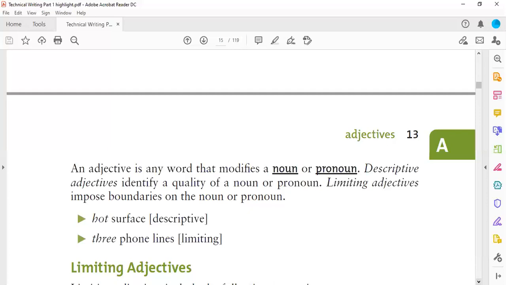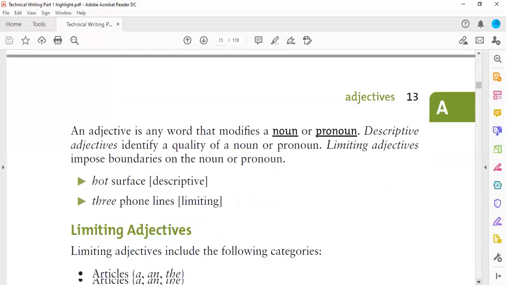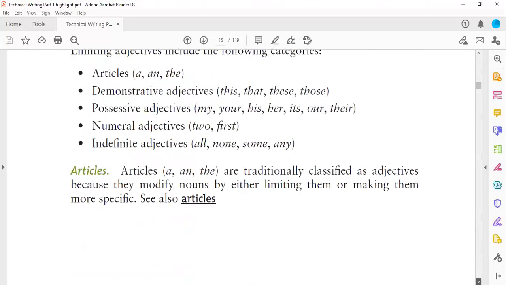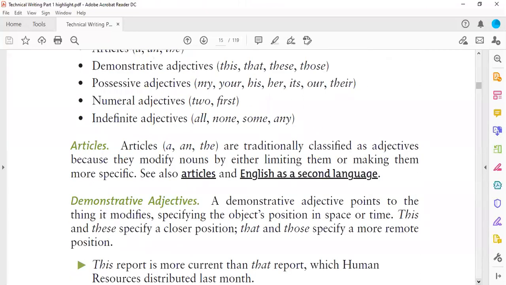Limiting adjectives include the following categories. We have articles like a, an, and the. We have demonstrative adjectives like this, that, these, those. Possessive adjectives like my, your, his, her, its, our, and their. And numeral adjectives like two and first. And we have indefinite adjectives. So all these, six or five types, describe the limiting adjectives. And we will explain this in detail here.